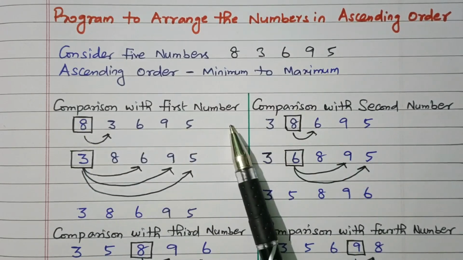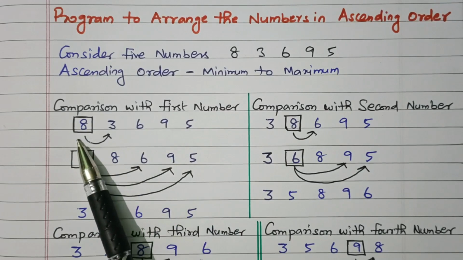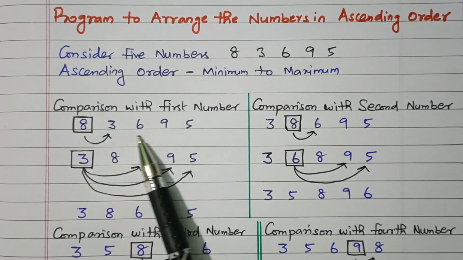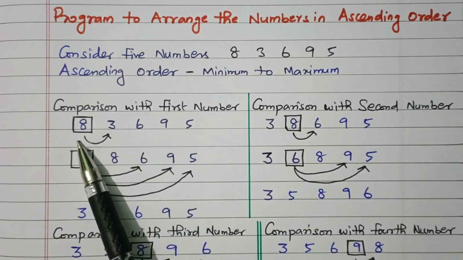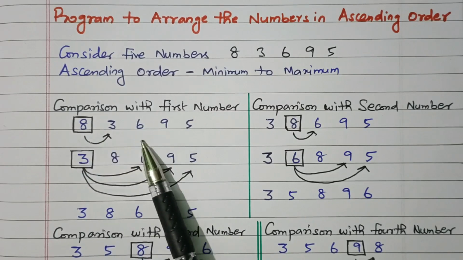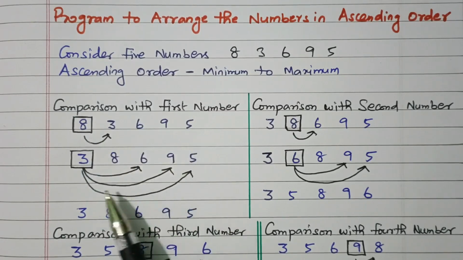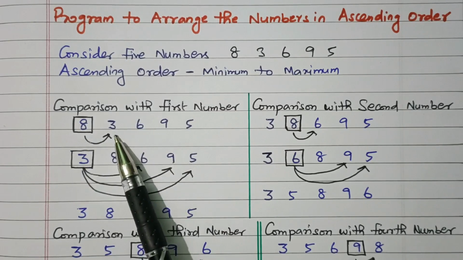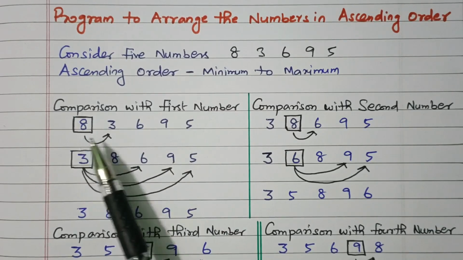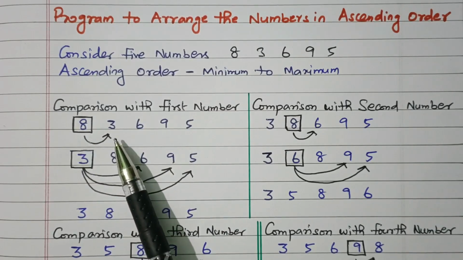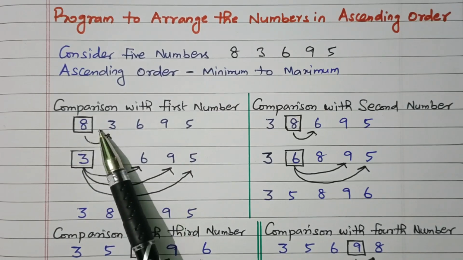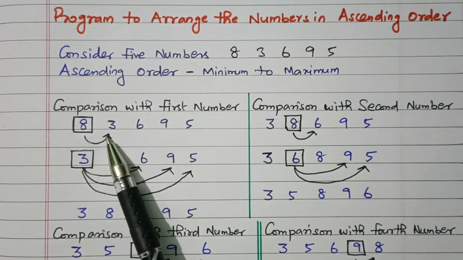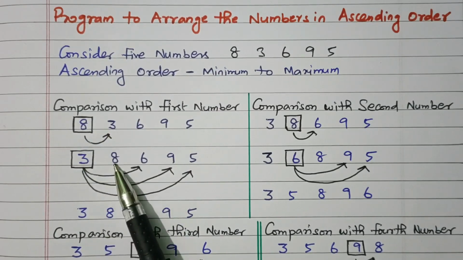Comparison with the first number. Let us consider the first number. This first number is compared with the remaining numbers one by one, right? Step 1: the first number is considered. That first number is compared with the second, third, fourth and fifth number. Now see, the first number is compared with the second number. First number is 8, second number is 3. Now the second number is lesser. If the second number is lesser, we need to interchange the position. In first position 3 is placed and in second position 8 is placed.